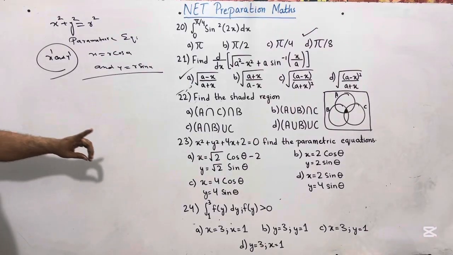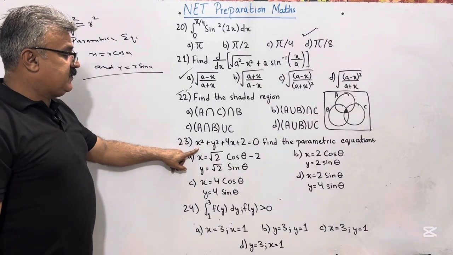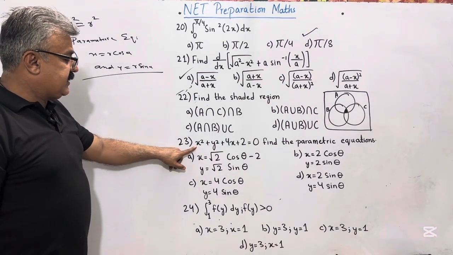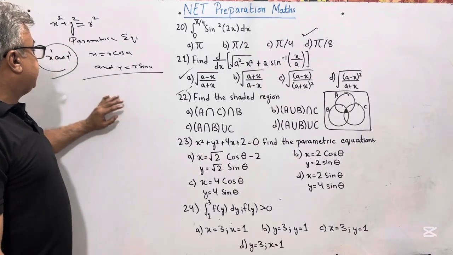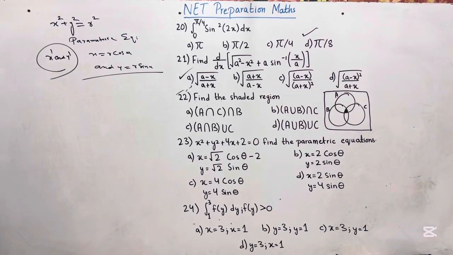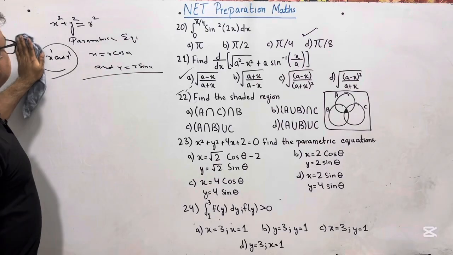So we need the center as well as the radius of this circle. We need the center as well as the radius in order to get to the parametric equation of the circle, that's r cos theta and r sin theta.